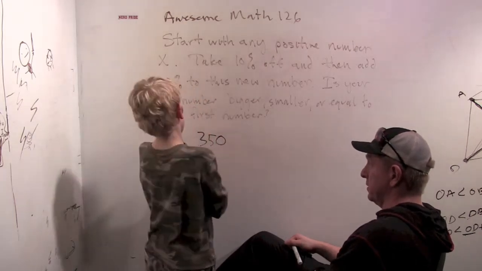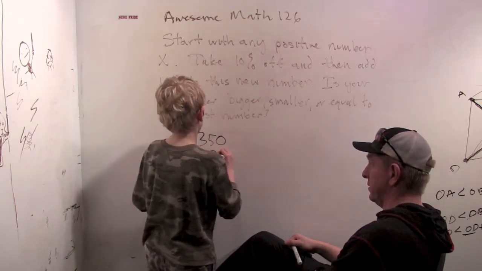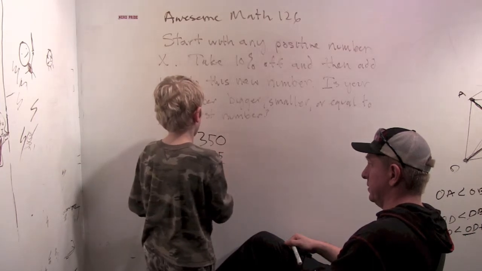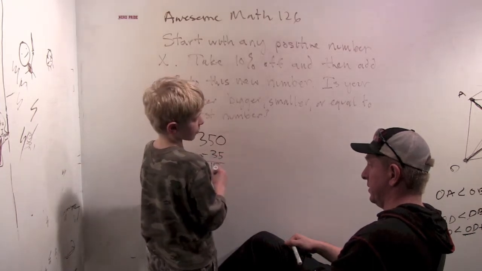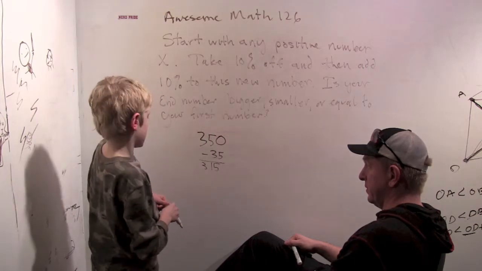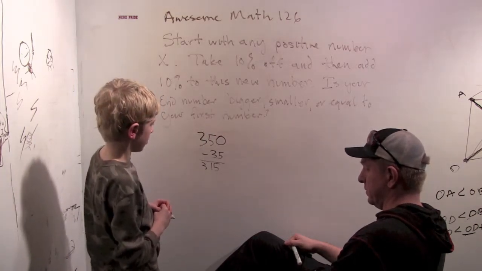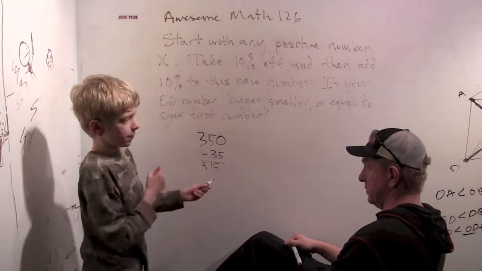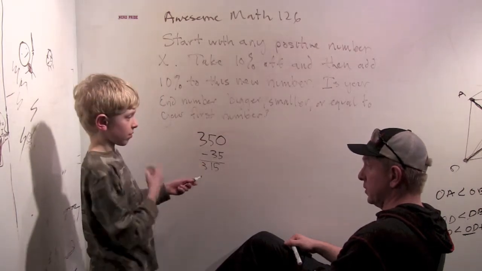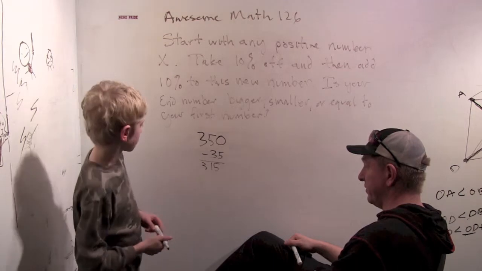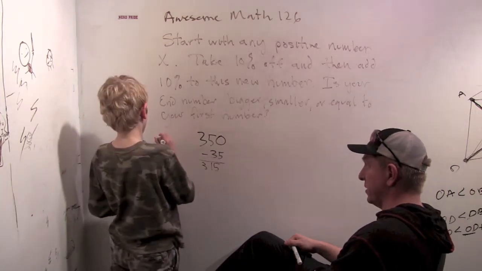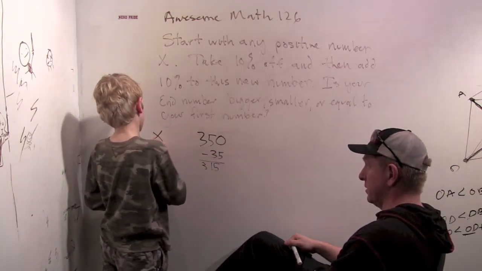10% of 350 is 35, so we're going to subtract 35. We get 315. All right, now we're going to add 10% of 315. Well, we don't really have 10% here. Ooh, so we've got to figure out what 10% of 315 is. It's tricky. I can do this.